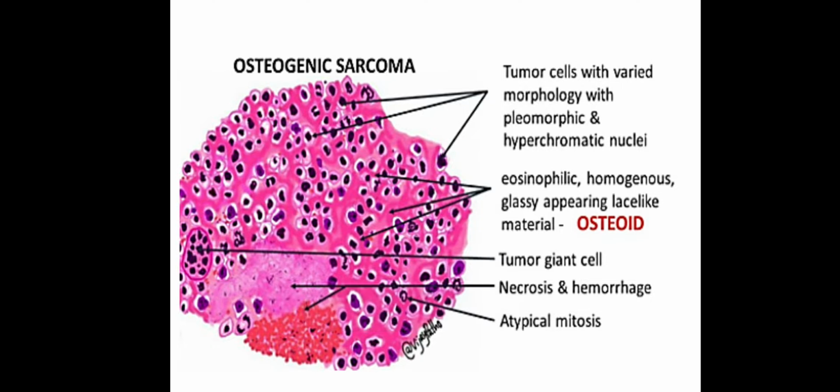هنا عندنا فد فيجر يعني مرسوم اللي هو يمثل لي الأوستيوساركوما، أو هي نفسها يسموها الأوستيوجينيك ساركوما بعض الأحيان. So we have a tumor cell with variable morphology with a pleomorphic hyperchromatic nuclei مؤشرت لكم بالسهم. هذا الوردي هو eosinophilic homogeneous يعني smooth رائق، glassy appearance lace-like material اللي هو الأوستيويد، where we have the tumor giant cell هذه اللي واضحة عندكم. We have necrotic area and hemorrhagic area and we have the atypical mitosis.